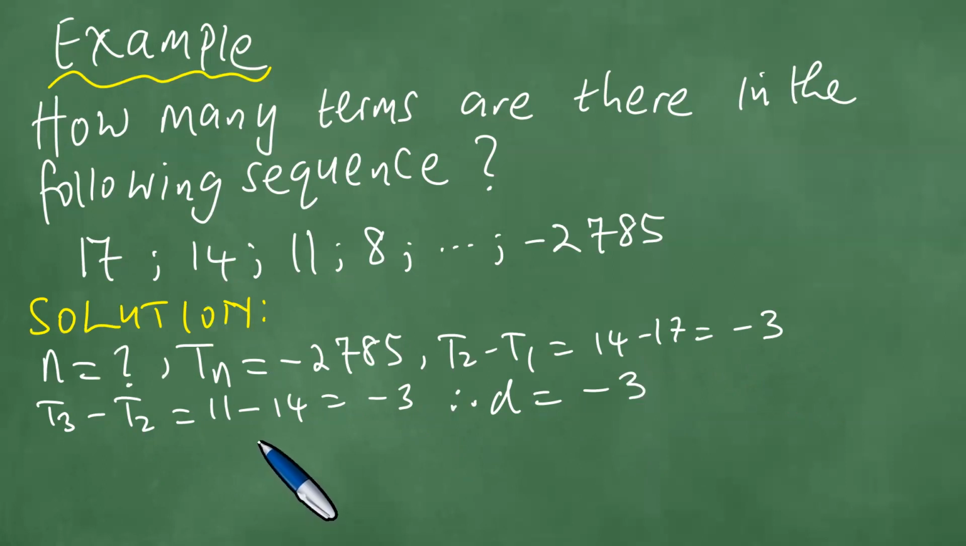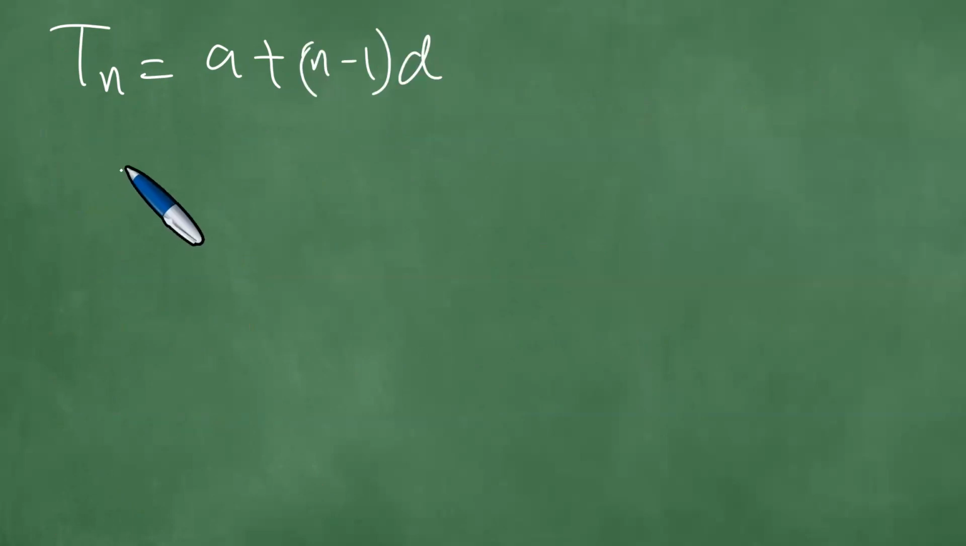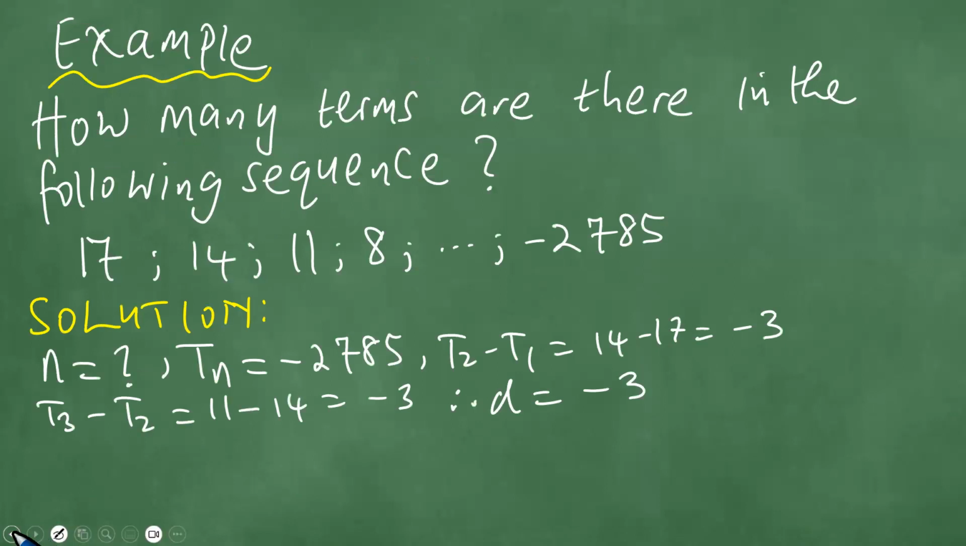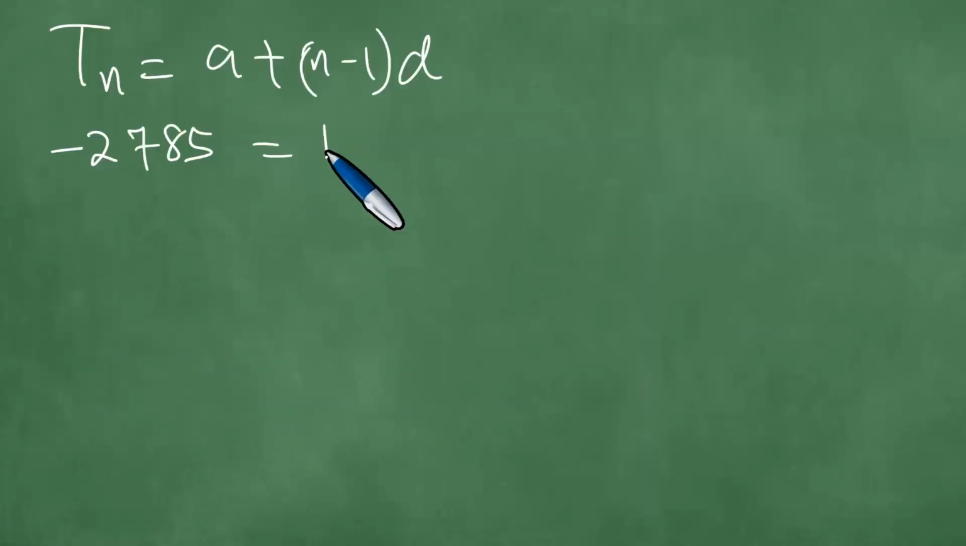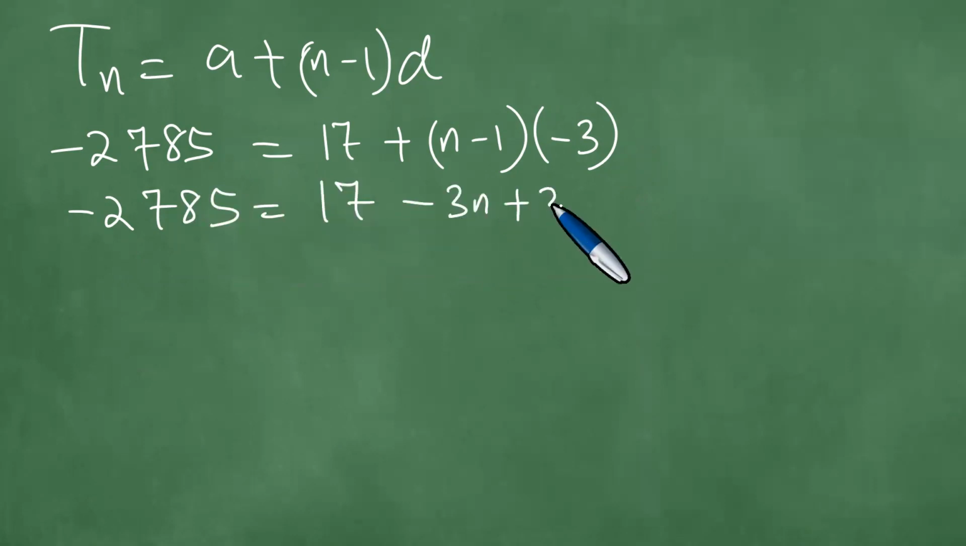Having obtained D, how do we get the rest? We are looking for N. The common difference is there, the last term is there. So we can proceed and say our Tn is A plus N minus 1 into the common difference. We have already seen that the last term is minus 2,785. What is the first term? 17. What is the common difference? Negative 3. So minus 2,785 equals 17 minus 3 and plus 3N.